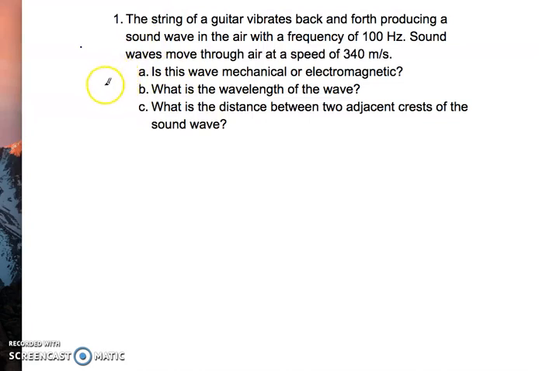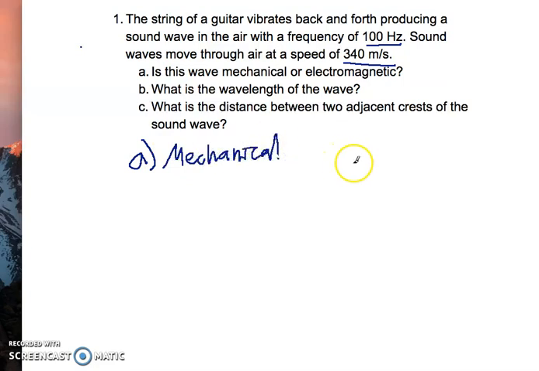Okay, we'll get started. This says the string of a guitar vibrates back and forth, producing a sound wave with a frequency of 100 Hertz. The sound wave moves through the air at 340 meters a second. A, is this mechanical or electromagnetic? Sound is a mechanical wave, meaning it needs something to move through. Air, water, concrete, something. So sound's a mechanical wave.